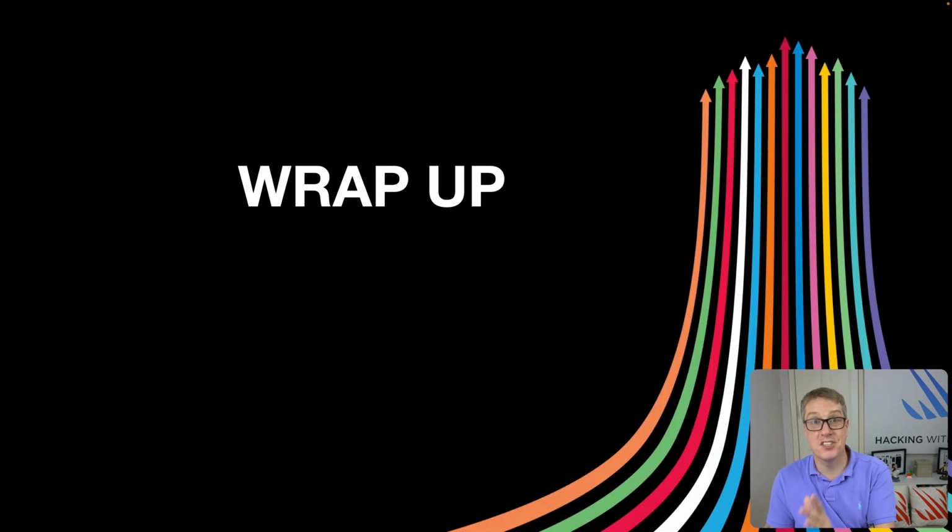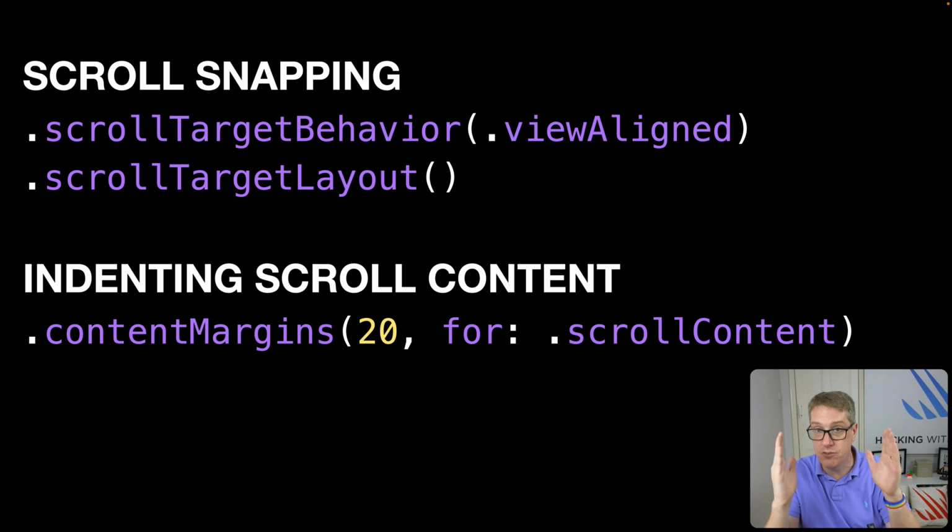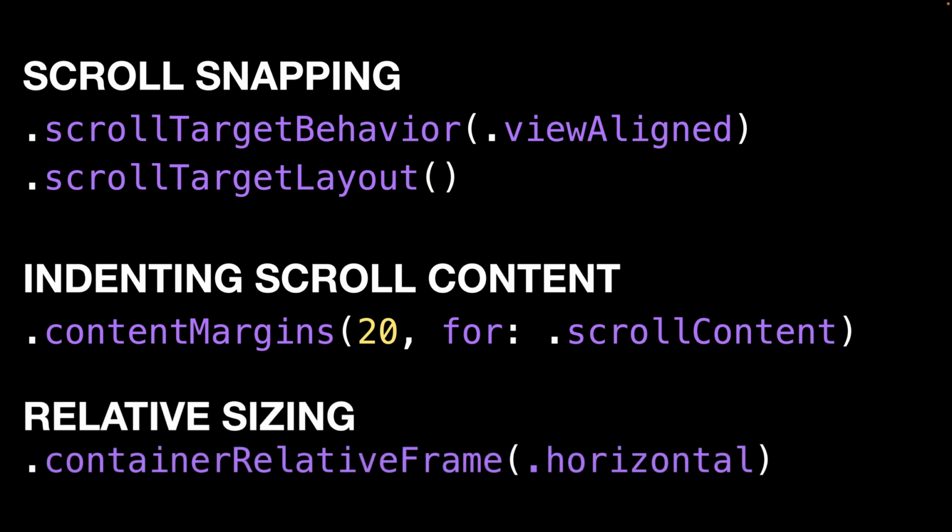Okay, let's wrap up. You've seen how you can do scroll snapping by saying a scroll target behavior for the scroll view. It could be whole pages or individual views. We then marked which views to snap to by using scroll target layout. Snap to all the children in this H-stack, for example. Then we saw how to indent scroll content by bringing in the safe area inset for the scroll view by some amount. And then how to use relative sizing. So a child gets its size from the parent container it sits inside. In this case, that takes into account the safe area inset of the container.